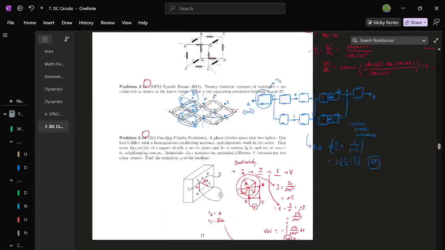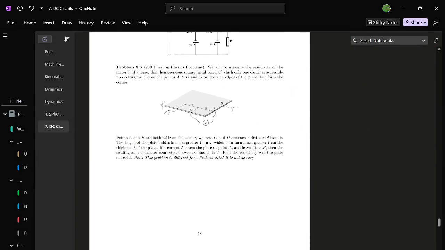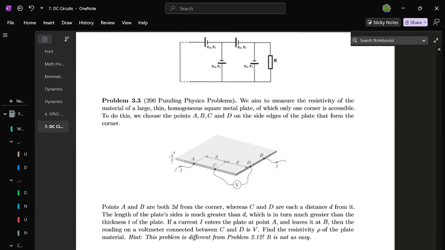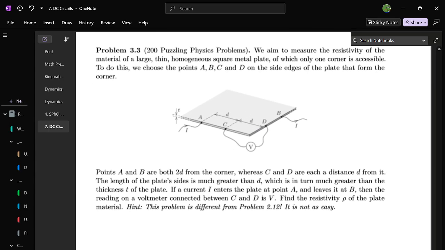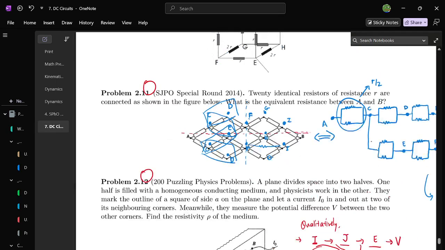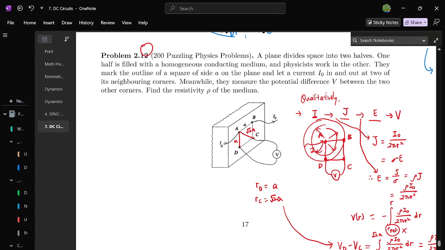Okay, problem 3.3. At first glance, this kind of looks similar to problem 2.12 because you're putting in current, you're taking out current, then you're finding the potential difference between 2 points which are not the points that you put in current and take out current at. So it looks kind of similar.